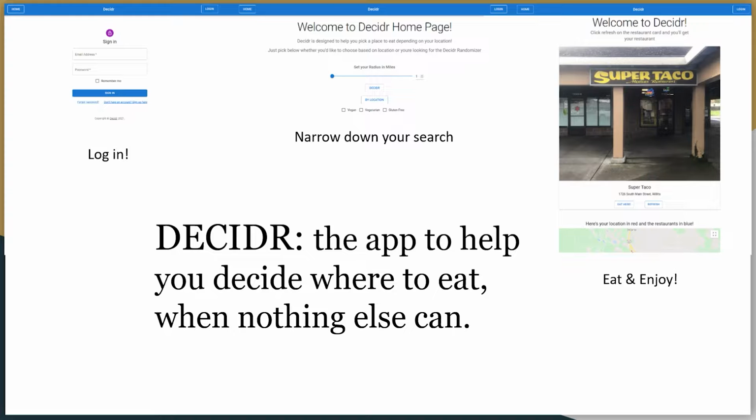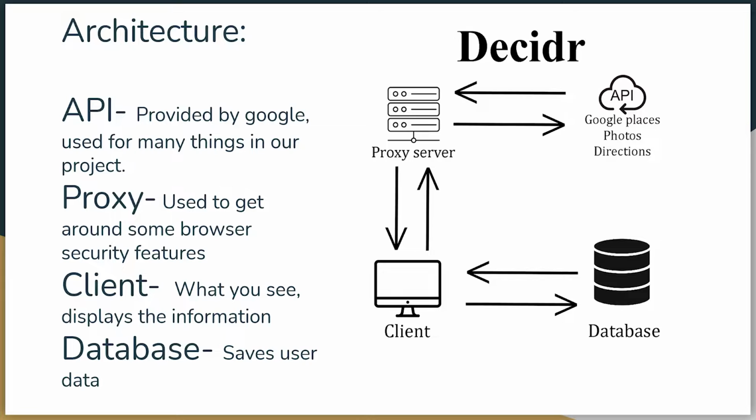The core functionality of our app is to randomly pick a restaurant in your area that fits your culinary preferences and present it in such a way that'll help you decide whether you would like to eat there or try somewhere else. Our app can be easily broken down into four distinct parts: the APIs we use, our proxy server, the client, and the database. All of these are core components of our app and are used in different ways to help the app function.